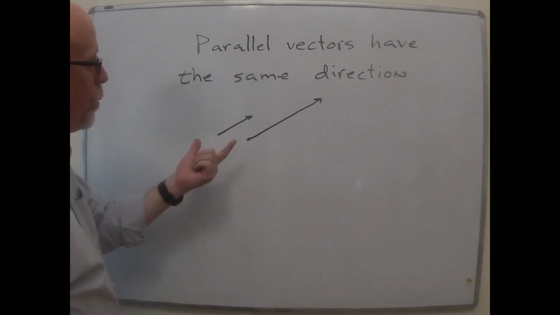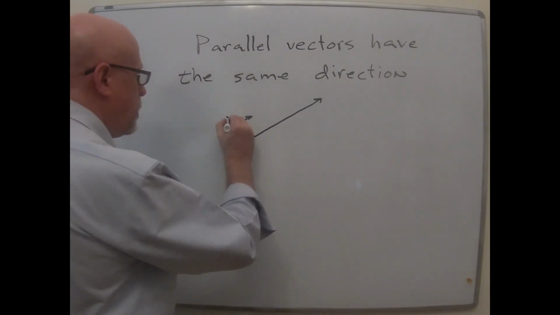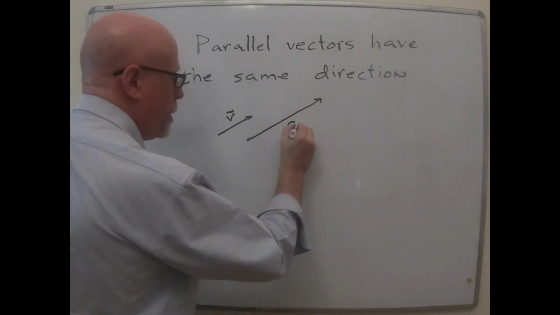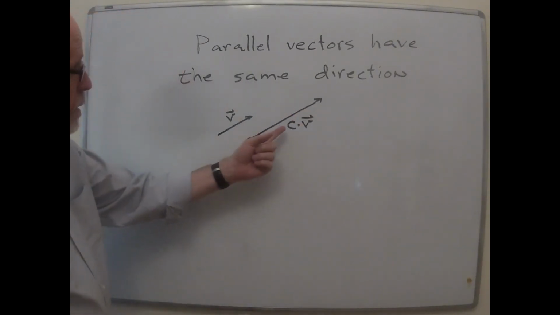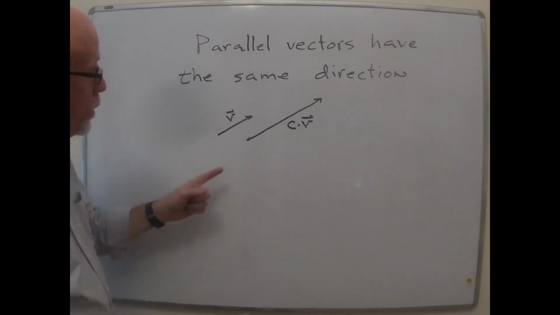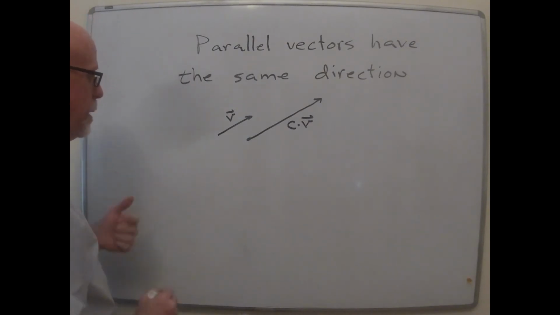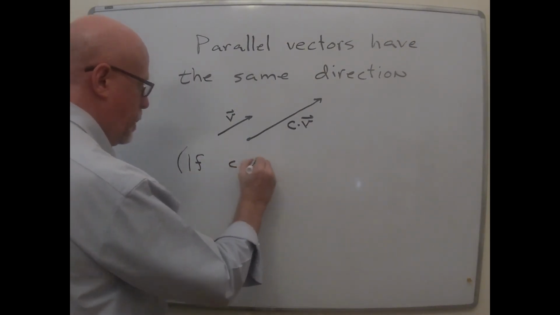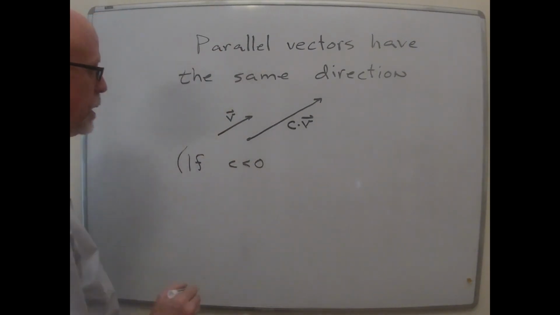But how does this connect with the idea of scalar multiplication? If we call this guy v, then this guy is some constant times v. In this case, in fact, the constant is bigger than 1, so you can see that c times v has gotten stretched out. If c is a negative number, then that's when you'll hear the word anti-parallel.